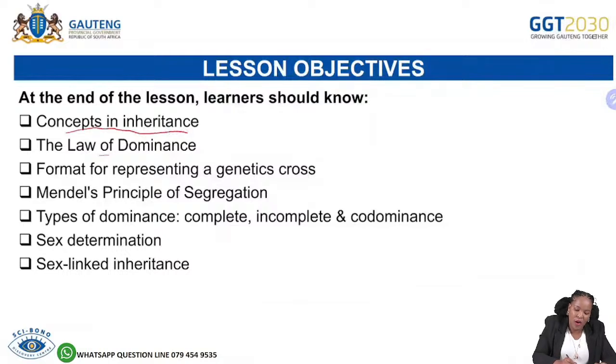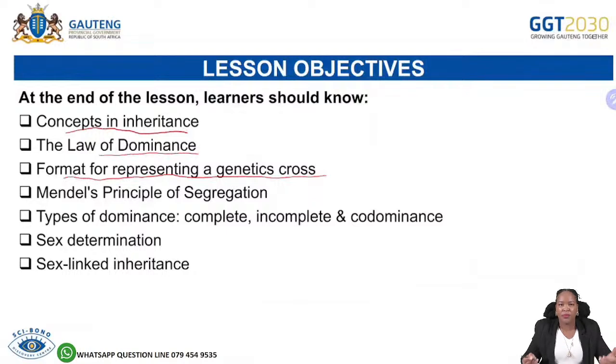Then you need to know the law of dominance. So there are laws that are governing genetics, or how we inherit genes, or how organisms, not only just us as humans, inherit genes. Then you need to understand those laws. So the first one is the law of dominance, and you will learn about the others. Then you must also know the format of representing a genetic cross. You want to check how we write it from start to finish. So you must be able to know that by the end of this lesson.